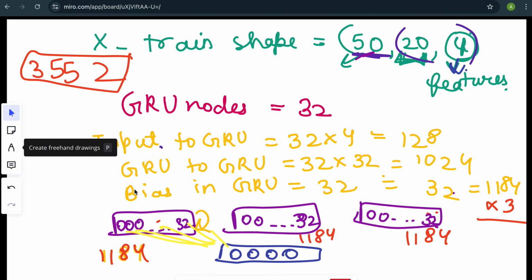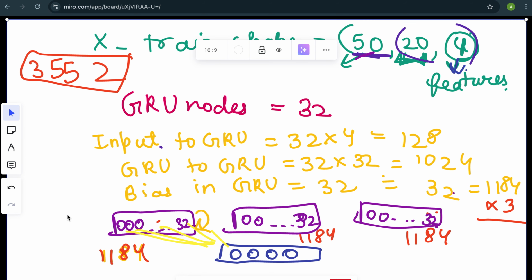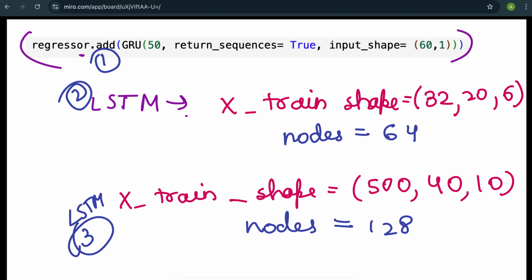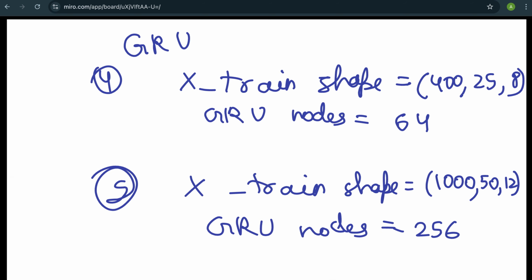Now, if there is any doubt, please do let me know in the comment box down below. We have some questions for you. Here is the first question, GRU layer, LSTM. Make sure you write down the answers and I'll check them for you, or you can check them by yourself. You can also ask ChatGPT obviously. So here is the GRU question. Here again we have the GRU question.